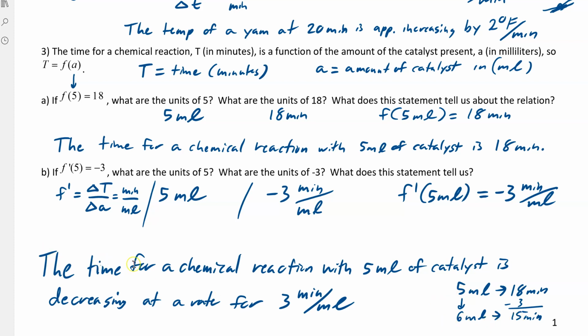So the time for a chemical reaction, this right here, and this is a rate in this case, so this is now our rate, with 5 milliliters of catalyst is decreasing, and I got that from the negative, at a rate of 3 minutes per milliliter. So that's all you have to do to interpret these.